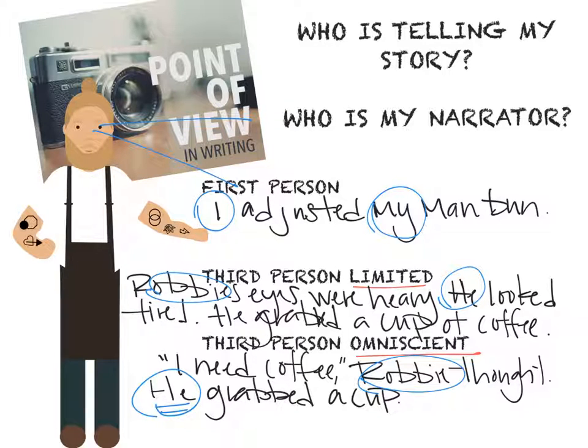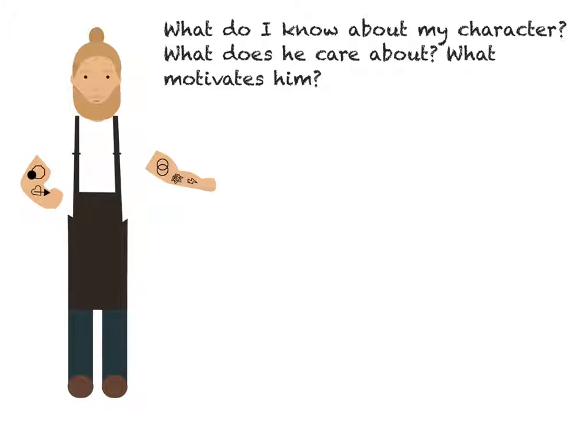So before I ever choose whether I'm going to write in first, third limited, or third omniscient, let's look at how we actually get started, like thinking about the character, what motivates him, or what's going to happen in the story. So when I start to think about the character, I'm going to ask things like, what do I know about my character? What does he care about? What motivates him? I'm going to ask you to start, even if you're not writing, by thinking about who's my main character, what motivates him, what does he care about.